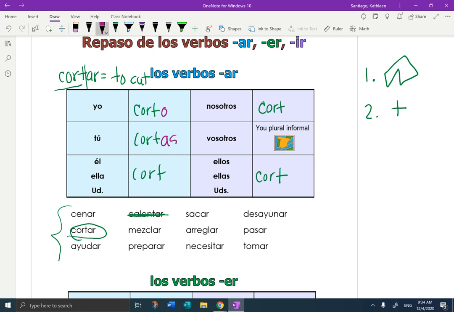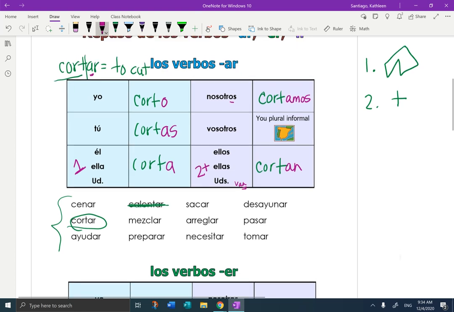Tú cortas. Él, ella, usted, any one person, one vowel, and the vowel comes from the ending. Corta. Nosotros ends in os, and so does this one, cortamos. Ellos, ellas, ustedes, 2 or more people, they go in the van. I put van so that I can remember this ends in an N. So again, it's o, as, a, amos, an. Corto, cortas, corta, cortamos, cortan.